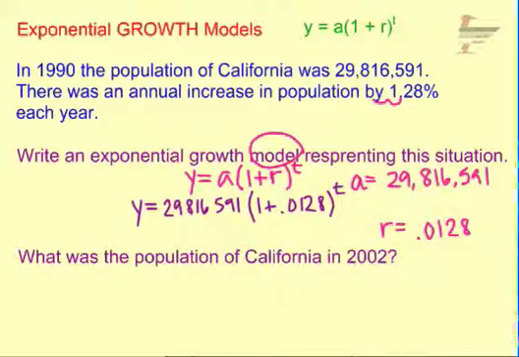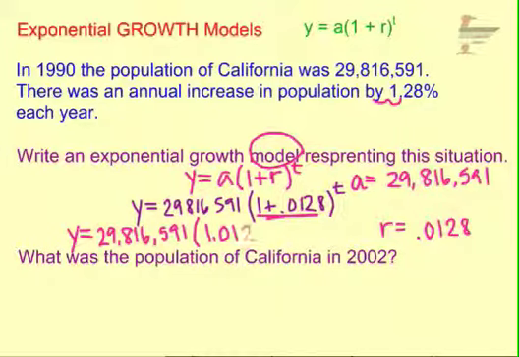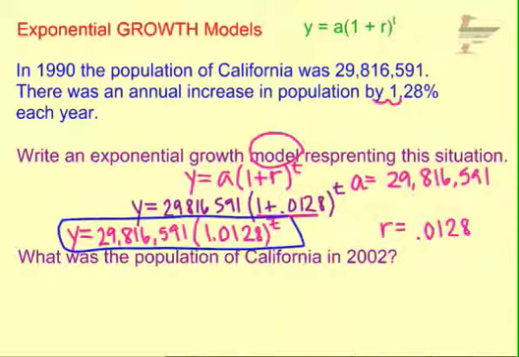So in the end here, in class I talk about let's clean it up a little bit, so that just means let's go ahead and do that addition right there. So our final answer for just writing the model, which is just writing the equation for this situation, y equals 29,816,591 times 1.0128 raised to the t power. So we're actually just giving ourselves an equation that we can use to answer any question about California, such as the next question. What was the population of California in 2002?